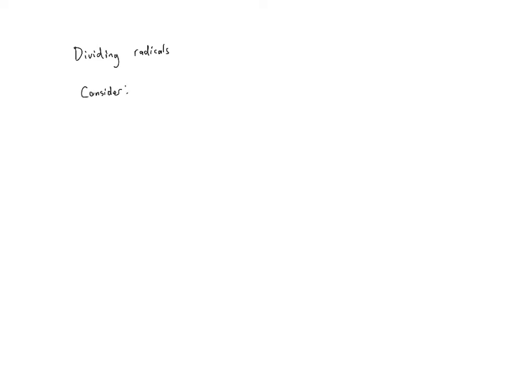two different problems. First, let's look at the square root of 36 divided by the square root of 4. Now, order of operations says that we want to evaluate the square roots before doing the division. So the square root of 36 is 6, the square root of 4 is 2, and then we can divide, giving us 3.